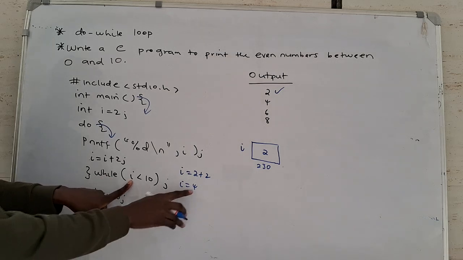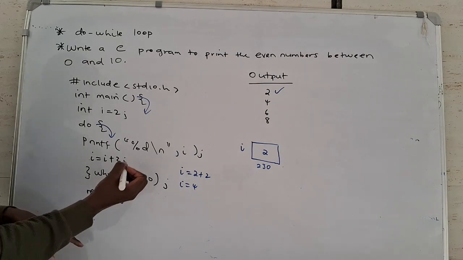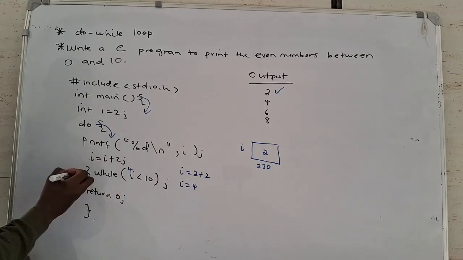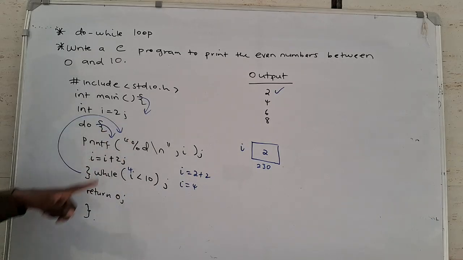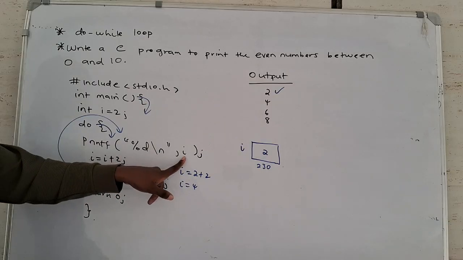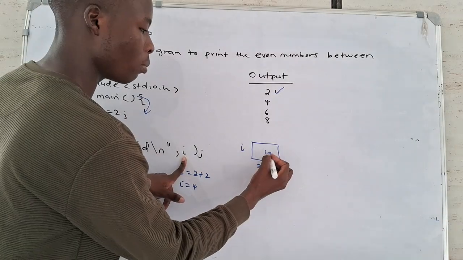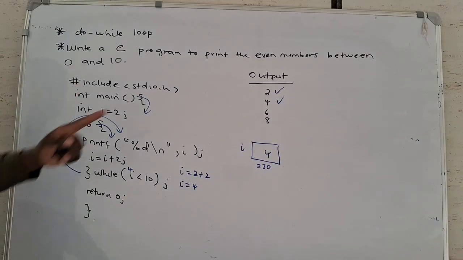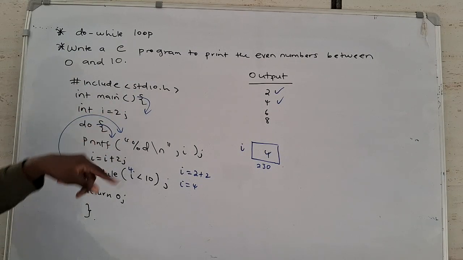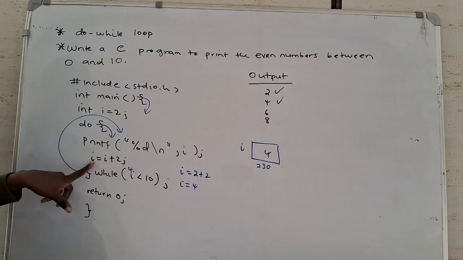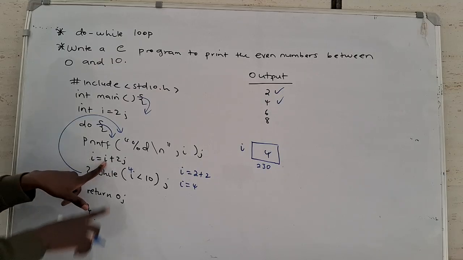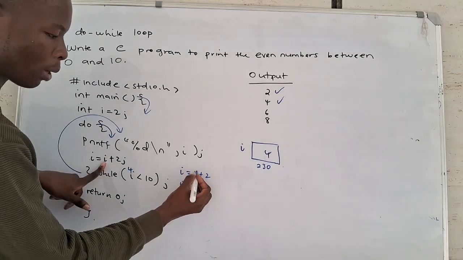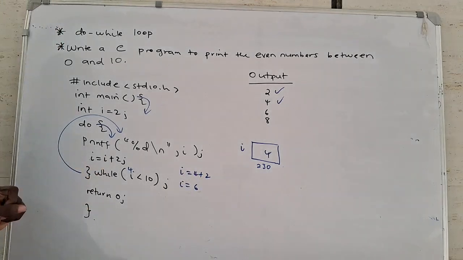Now it is going to check while. What is the value of I? It's 4. 4 is less than 10. This is true. If this is true, it is going to enter again. 4 is printed. After printing this 4, the value of I is going to be incremented from 4. This is 4 plus 2, which becomes 6.